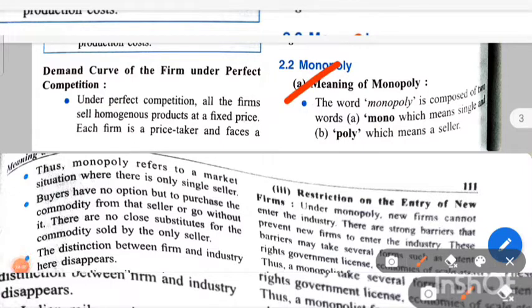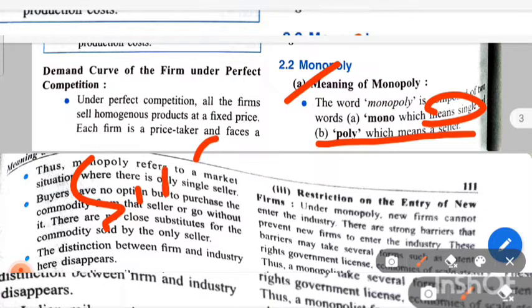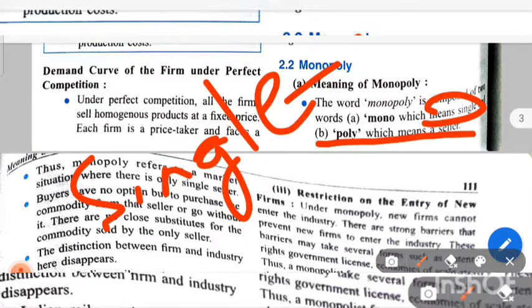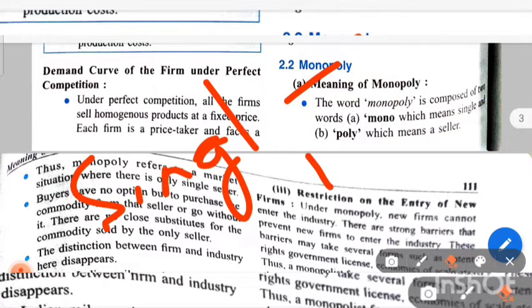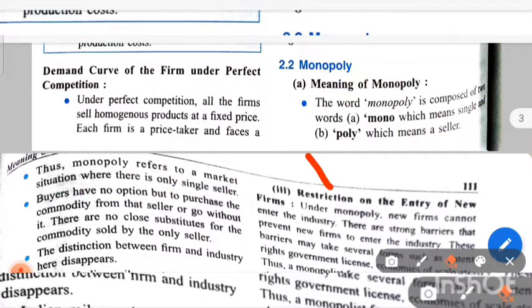Now let's discuss another market situation. Another market situation is monopoly. Now what is monopoly? Monopoly is where there is only a single seller and a large number of buyers. Mono means single, and poly means seller. So monopoly means single seller. As we know, in perfect competition there are a large number of buyers and a large number of sellers, but in monopoly there is only a single seller and a large number of buyers.